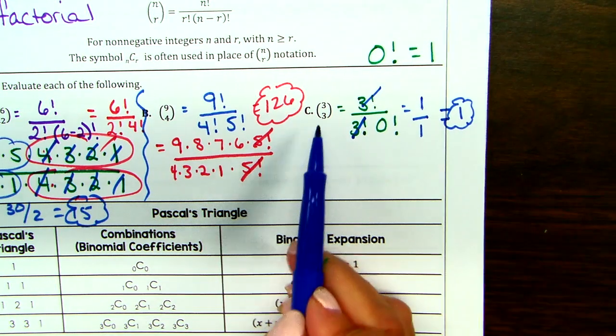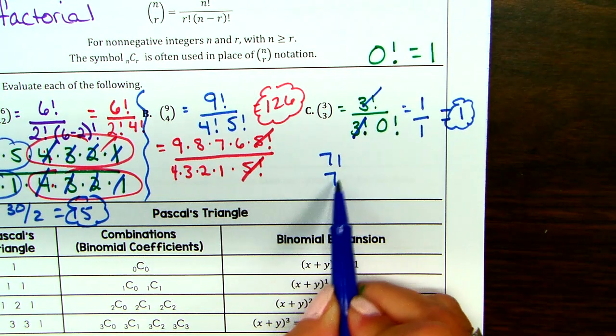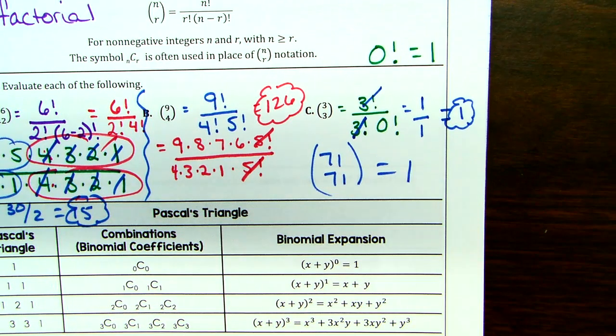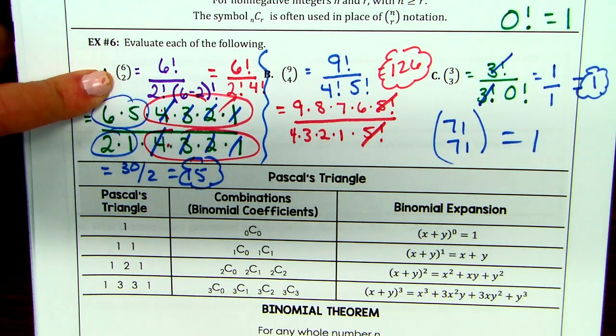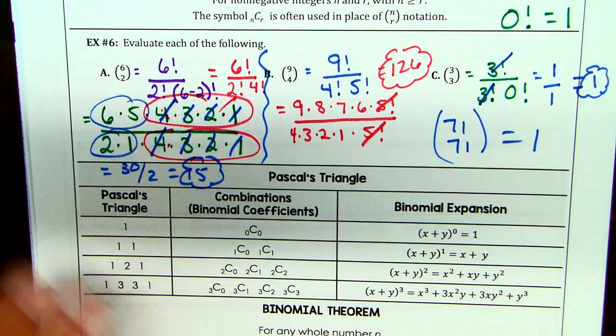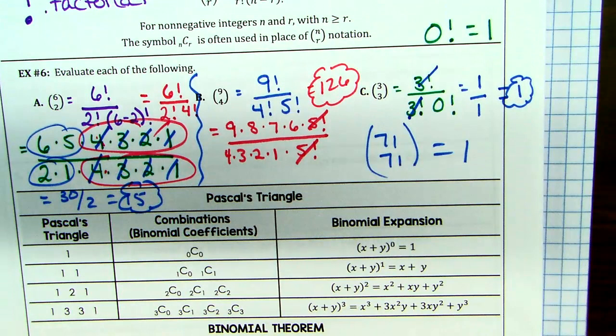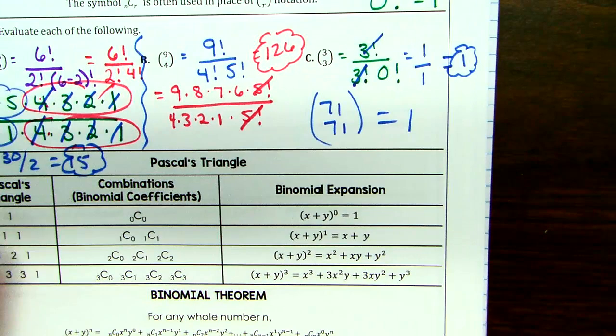Moral of the story, anytime you have the same number on top and bottom, it's always going to be 1. Okay? That does not mean 6 over 2 would equal 3. I just proved to you it doesn't, okay? So it's just that one. Okay? Let me show you on the calculator how to do these.